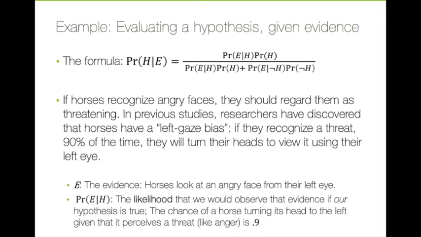So if researchers see the horses look at the pictures from their left eye, that's evidence that they recognize the emotion anger. This description also tells us the probability of E given H, the likelihood that we would observe that evidence if our hypothesis is true. That's given by the chance of a horse turning its head to the left, given that it perceives a threat, like anger. And that chance is 0.9, 90%. That value, the probability of E given H, appears both in the numerator and in the denominator of our formula.